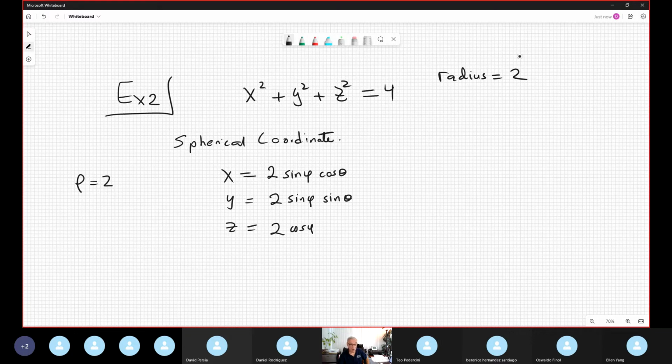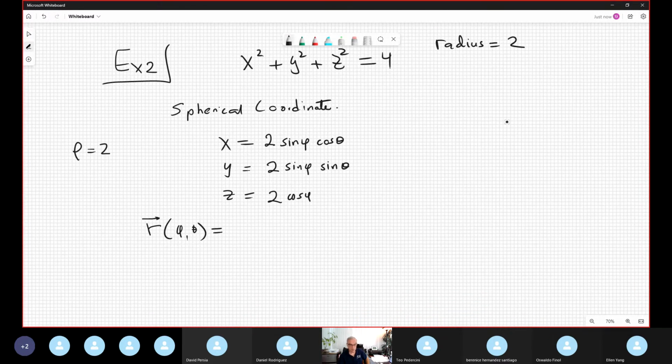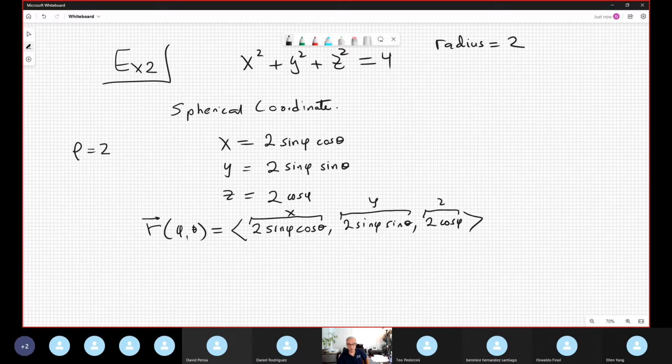So now I create the vector valued function that depends on your parameters, which are phi and theta. In this case, it's not u and v, it's phi and theta, the parameters that we see in the equation. The vector valued function is, in the first component, 2 sine phi cosine theta, comma, 2 sine phi sine theta, comma, 2 cosine phi, and that's it. So you copy here the expression for x, the expression for y, and here the expression for z. That's a function of the two parameters phi and theta.